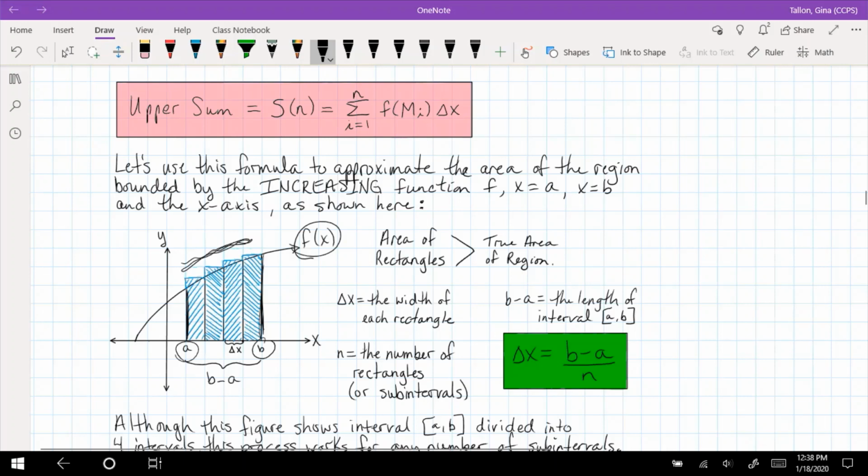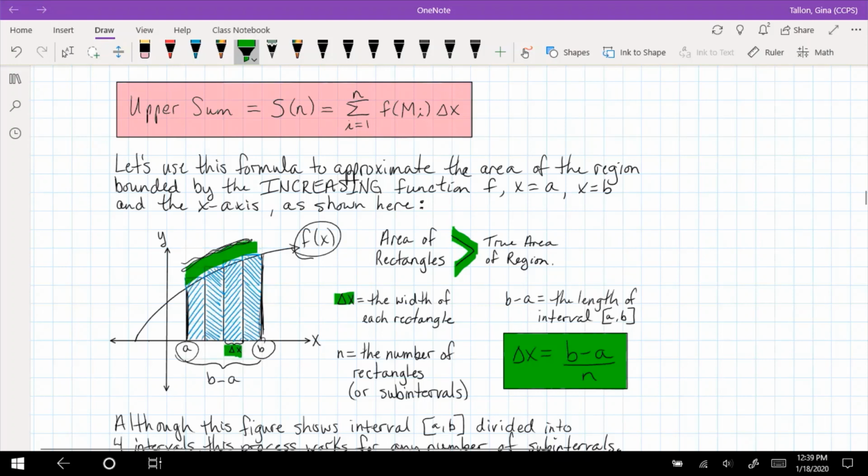So the area of the rectangles themselves is actually going to be more than the true area of the region, and that's because we've got this extra stuff poking over the curve. Okay? Delta x, which stands for the change of x, is the width of each rectangle. You see how this is noted down here, delta x.